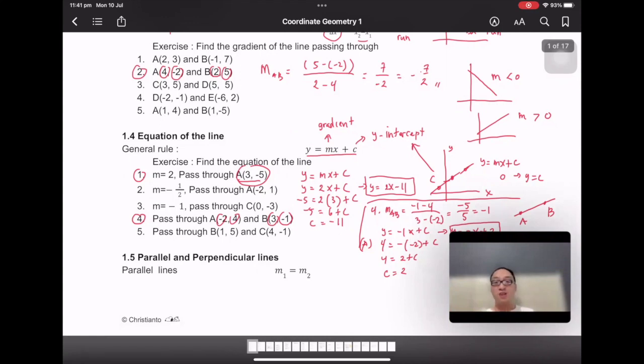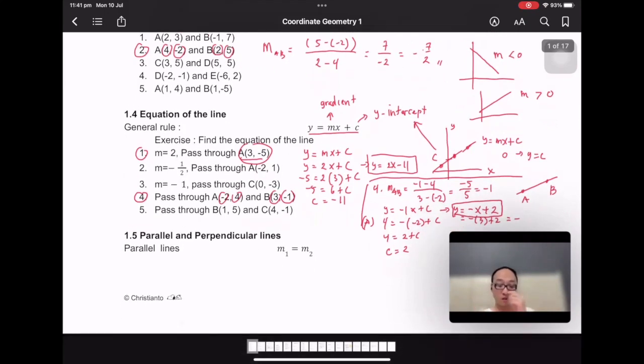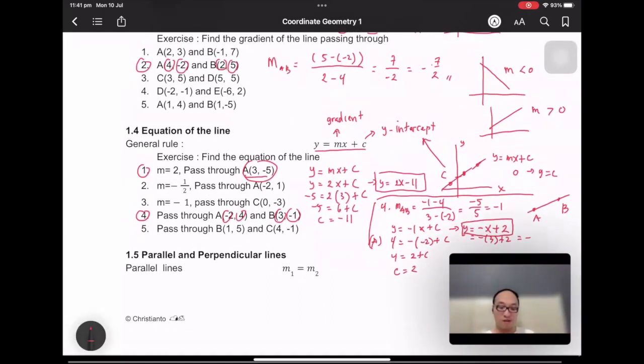These four are the basic concepts of coordinate geometry for this topic. The next subtopics will be based on these four subtopics. So let's see the next one, parallel and perpendicular lines. These are parallel lines. They have the same gradient.